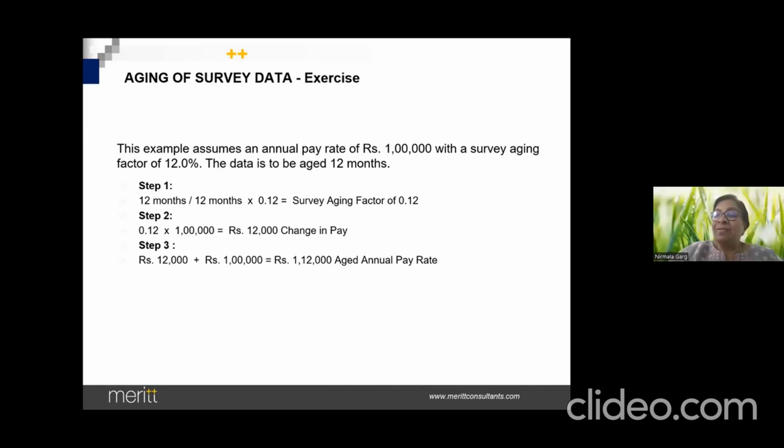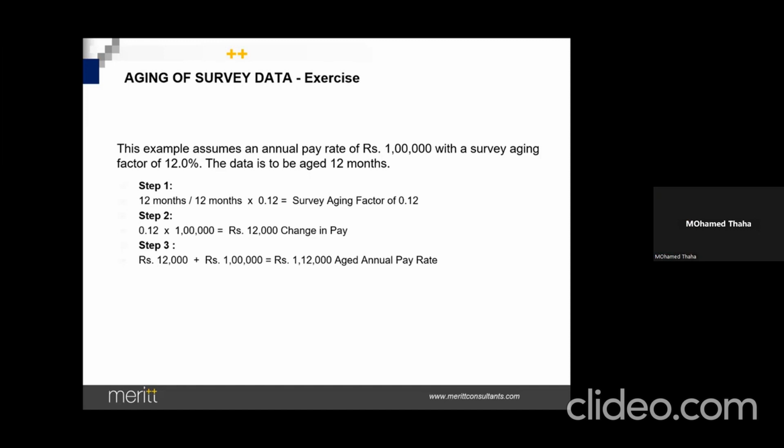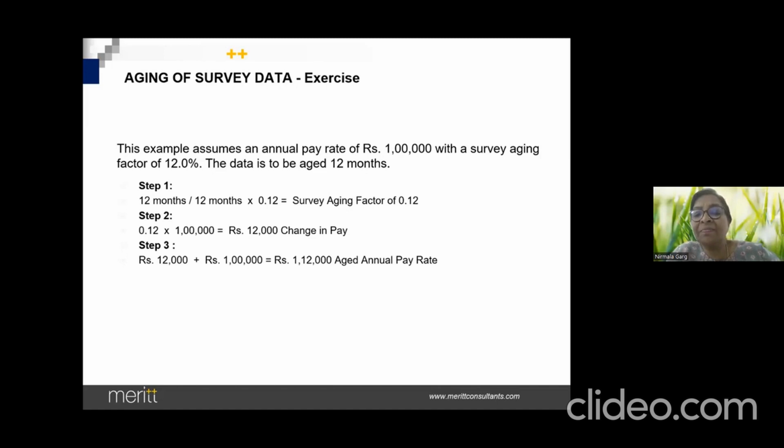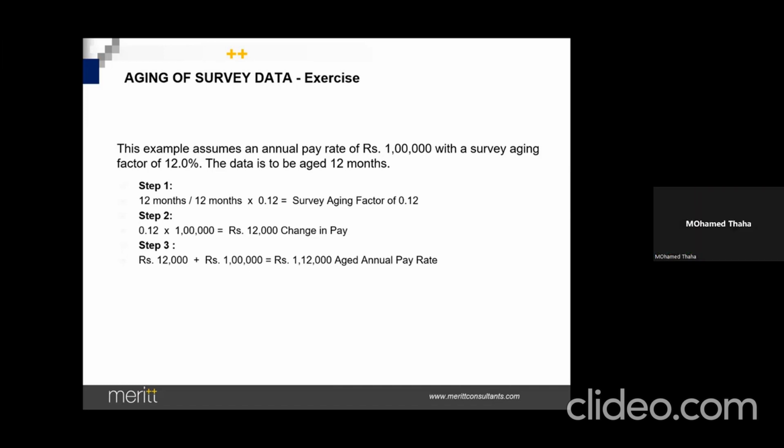Somebody said, yeah, small question. Okay, tell me. For example, if the aging data is 18 months or 20 months, how can we calculate it? Then do it for 12 months and then for another 12 months. Say for 2 years or for 18 months, first do it for 12 months, then again do it for 12 months.